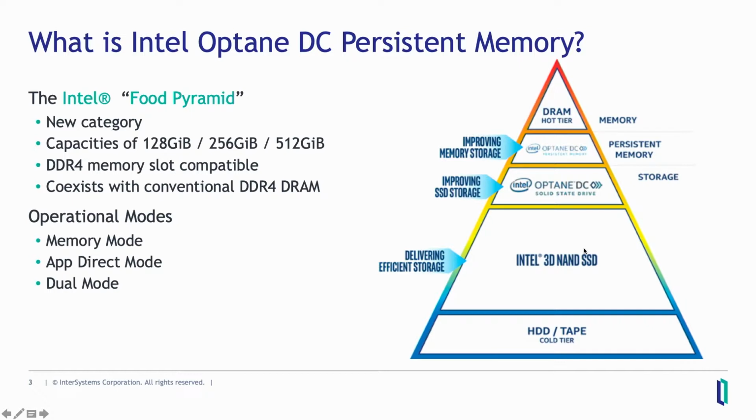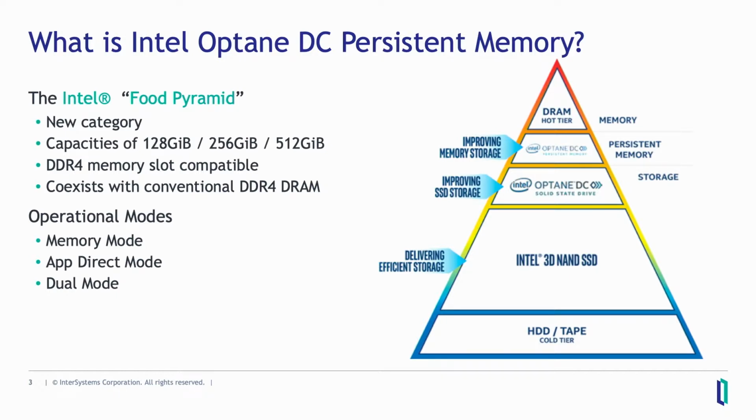So DCPMM introduces a new category sitting between your traditional DRAM and your storage, and also within the processors. We have here the typical, I'll call it the Intel food pyramid, where you have your DRAM at the top for your hottest, fastest access latency. DCPMM now sits in between that, and then you also have your storage, which is your Optane SSDs, and then your colder storage down below it.